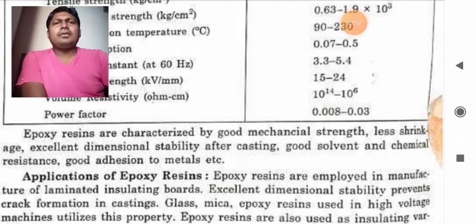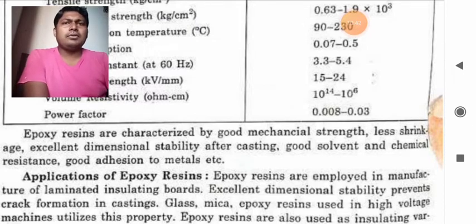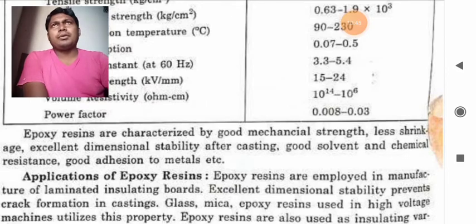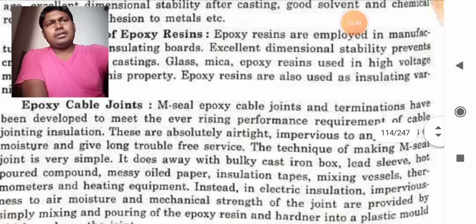Now, application of epoxy resins. Epoxy resins are employed in manufacture of laminated insulating boards. So where laminated insulating boards are manufactured, these epoxy resins are used. They have excellent dimensional stability, which prevents crack formation in the castings. Glass, mica, epoxy resins used in high voltage machines utilize this property. Epoxy resins are also used in insulating varnishes.